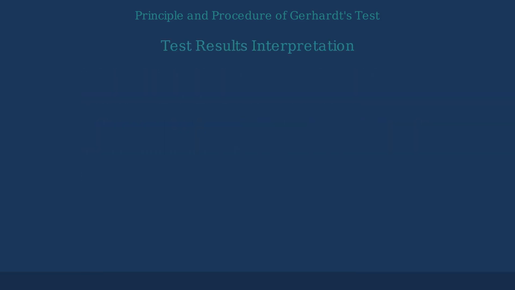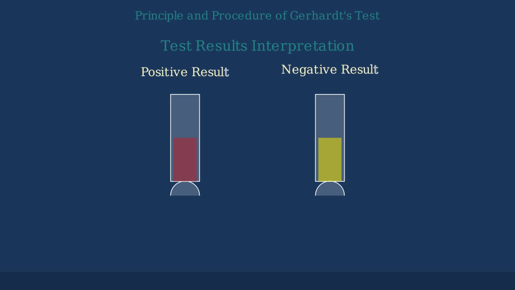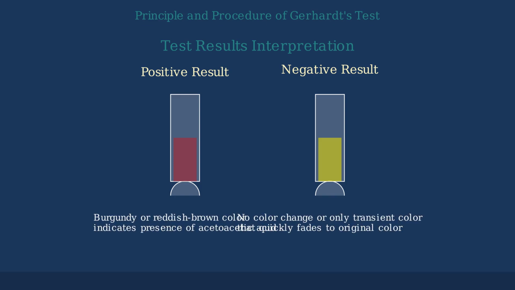Let's now look at how to interpret the test results. A positive result is indicated by a burgundy or reddish-brown color, showing the presence of acetoacetic acid. A negative result shows no color change or only a transient color that quickly fades.